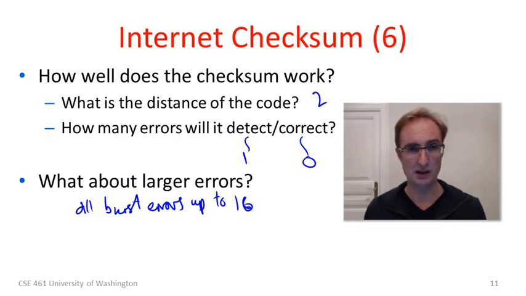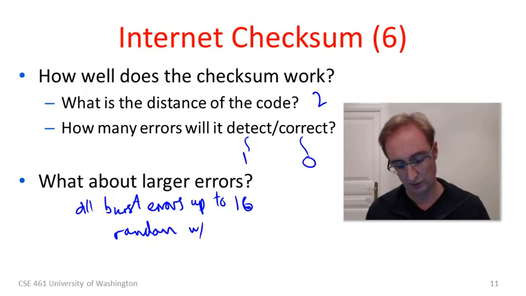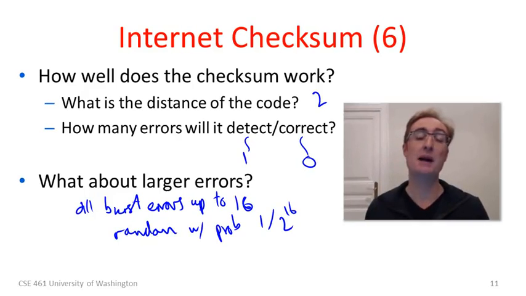If there are much larger errors, in fact, if we just make up random data, then we will detect random data with probability 1 in 2 to the 16. If we just make up data, random data, then since there are 16 bits, there are 2 to the 16 different possible checksum values. So there's only a 1 in 2 to the 16 chance that the checksum will actually match the data. So this is much stronger than parity.